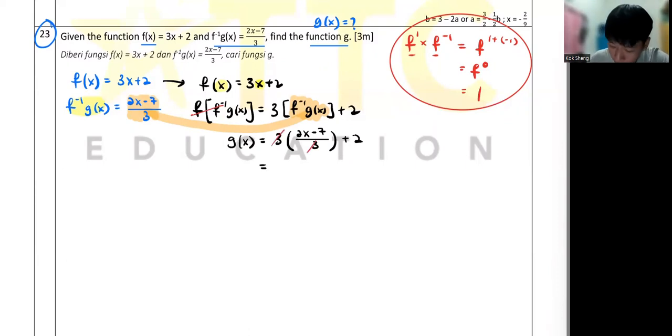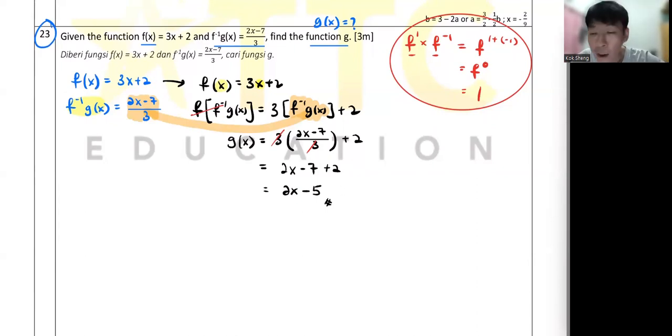Negative 7 plus 2 is negative 5. Okay, 23, finish. Still okay, yeah. 3 marks, okay, 3 marks. This one, okay, 3 marks. After 23, we go to 32.